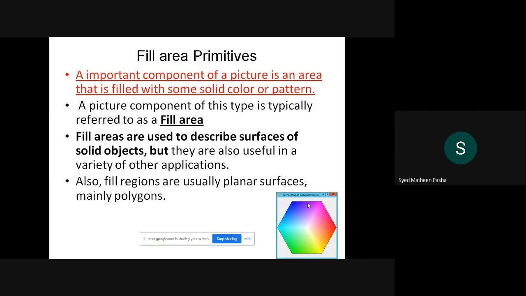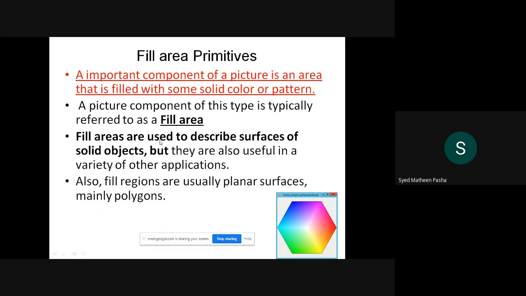With the help of the presentation, you can include a number of patterns here, then colors and so on. An important component of a picture is an area that is filled with some solid color or pattern. Your object will be visible, that is, it will look good, only if you have some characteristics in it, right? Those characteristics are nothing but color. That color might be a solid color or a pattern which needs to be included in that particular object.